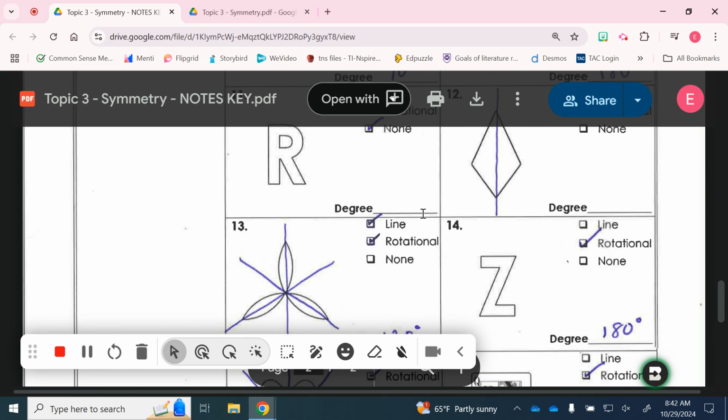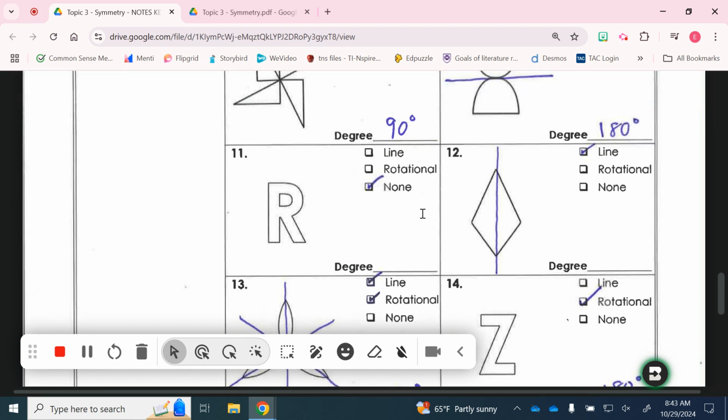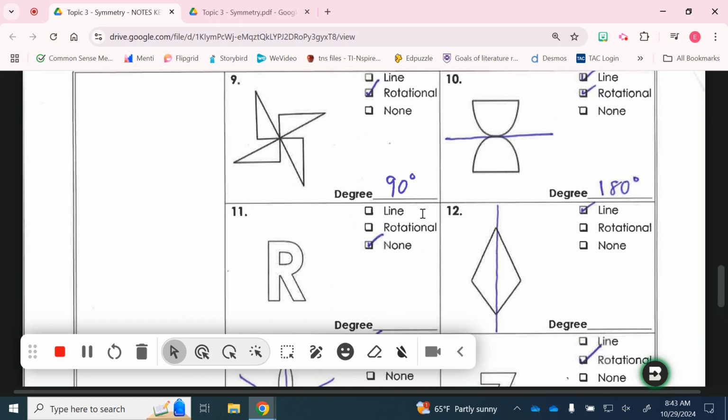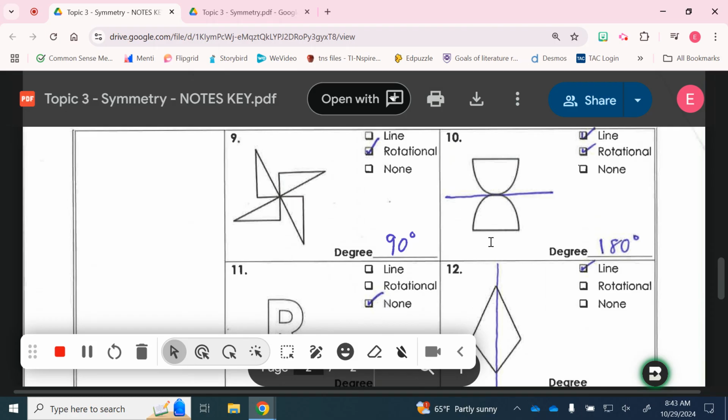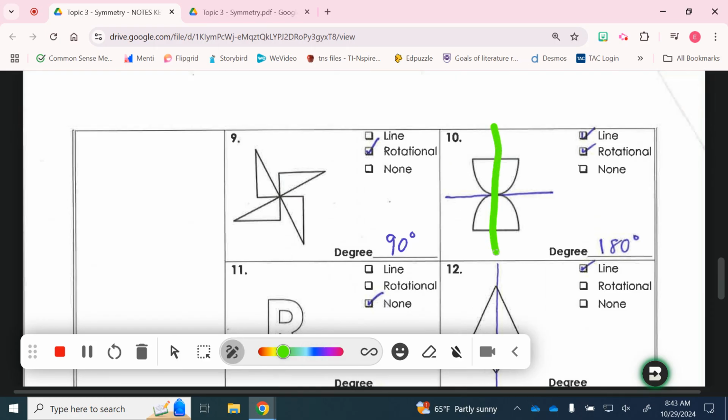Wait, 12? Oh, we didn't do 12. 10 had a second one here. It's not just one. You could have also had a line like that, but it would have had both.